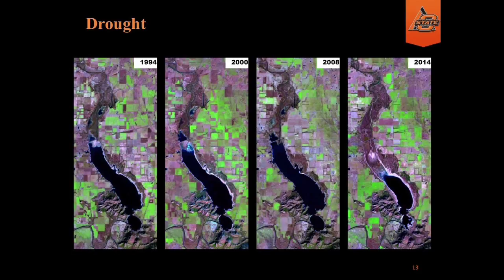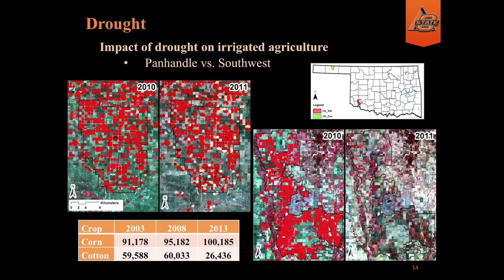But I'm really interested in satellite imagery, and I wanted to see what the impact is when we don't have surface water on actual irrigated agriculture. So I looked at two different areas. This is downstream of Lake Lugert in southwest Oklahoma. So this is one area I looked at, and then this is another area in the Panhandle on top of the Ogallala Aquifer. So I looked at these two areas.